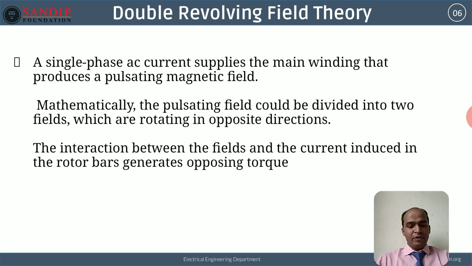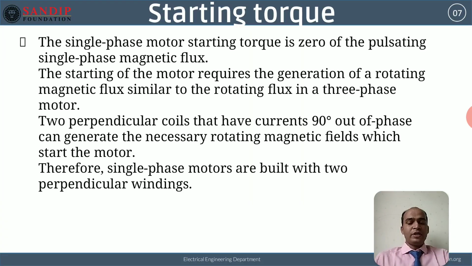Now, the interaction between the field and the current induced in the rotor bars generates opposing torques. The resultant of these two components will be the resultant of the stator flux at the given instant of time, and the continuous rotation of the two components results in the original stator flux. This is the double revolving theory.